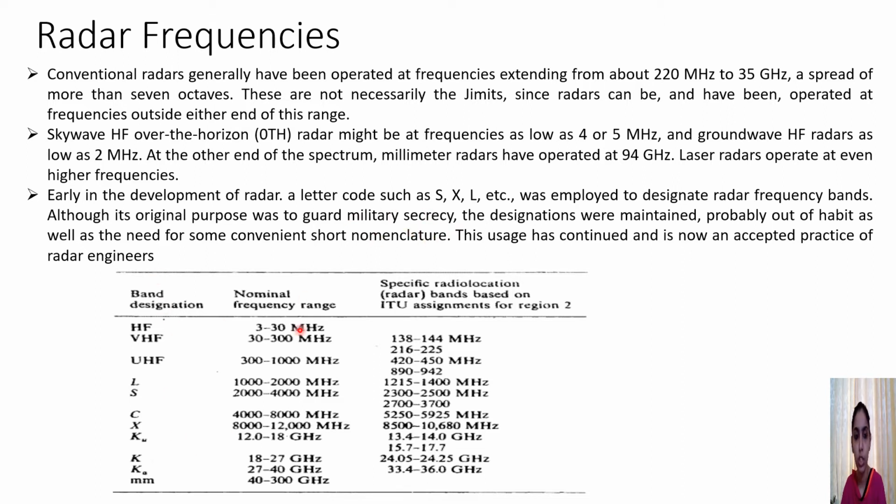But what is shown here is a table, which has been approved by IEEE standards and the International Telecommunication Union. These are the band designations, this is the nominal frequency range, and these are the specific radar bands. You can go through this and understand the frequency ranges in which radar is employed.